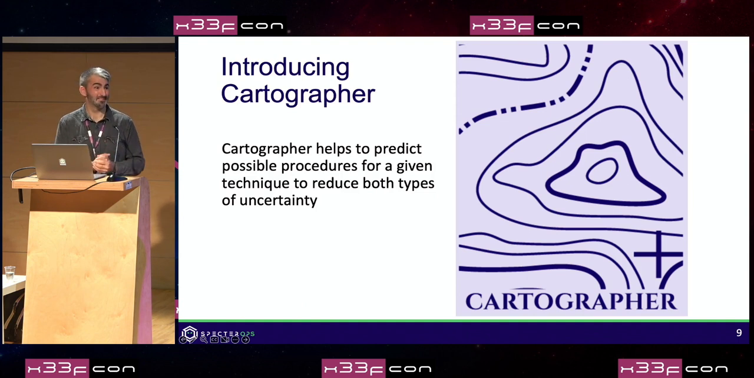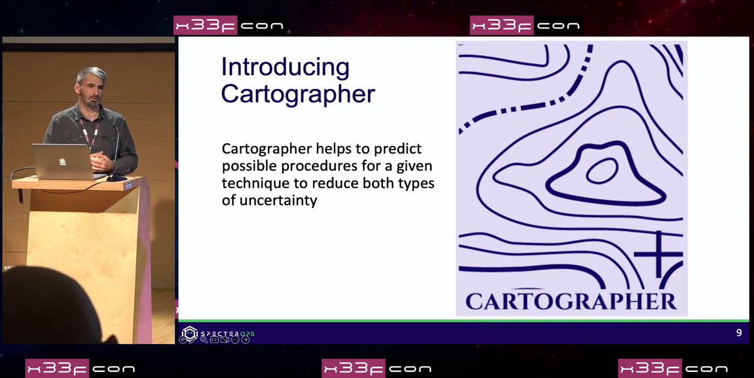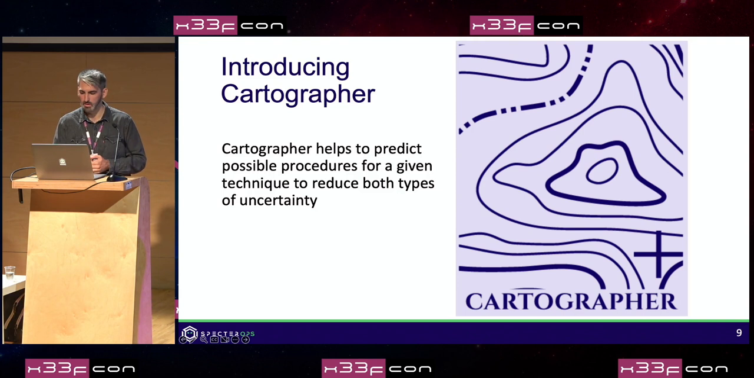And to help combat this uncertainty, I've developed a web application that I call Cartographer that helps to predict possible procedures for a given technique to reduce, like I said, both types of uncertainty. This web application is still in very early stages content-wise, but I've worked really, really hard to tighten up the data model that it's built on top of to make sure that I am covering the essential pieces of information that you really want to know about a given procedure for a given technique.